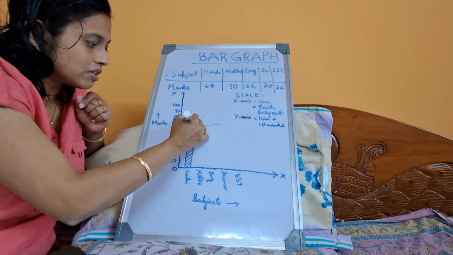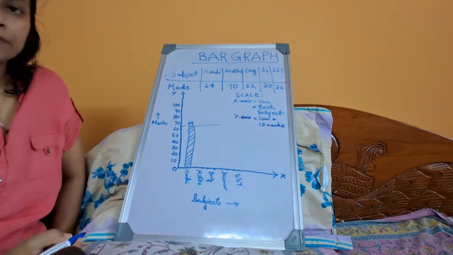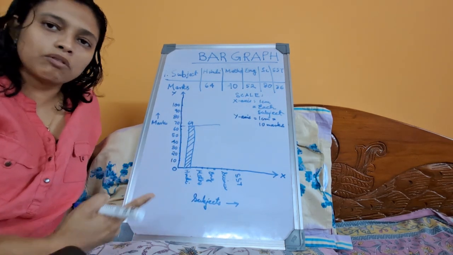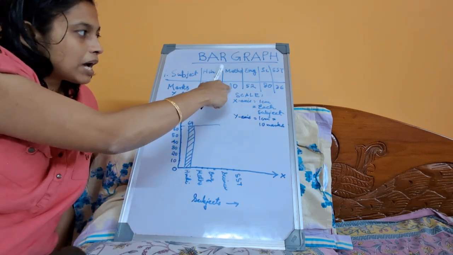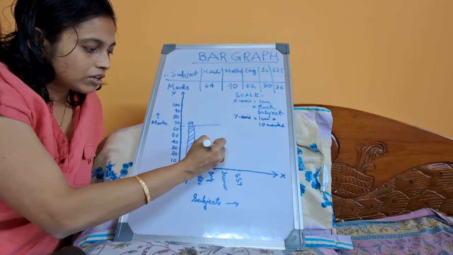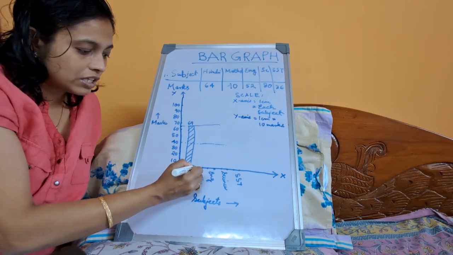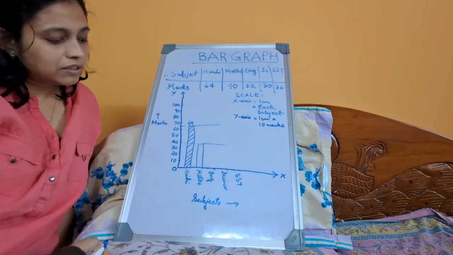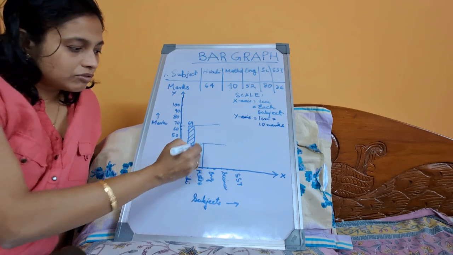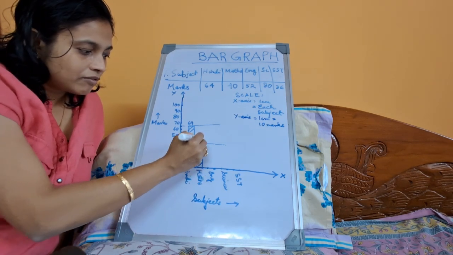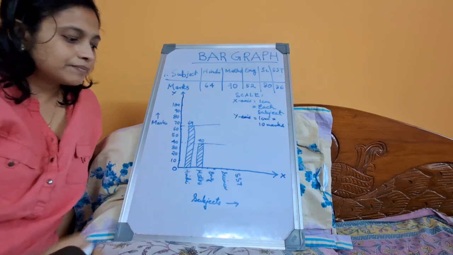So we write 64 over here. Okay, now this is optional. You can make some design or just leave it. Maths is 40. So draw a thin horizontal line from 40. Extend the length of the rectangle which represents maths, and we write 40 over here.